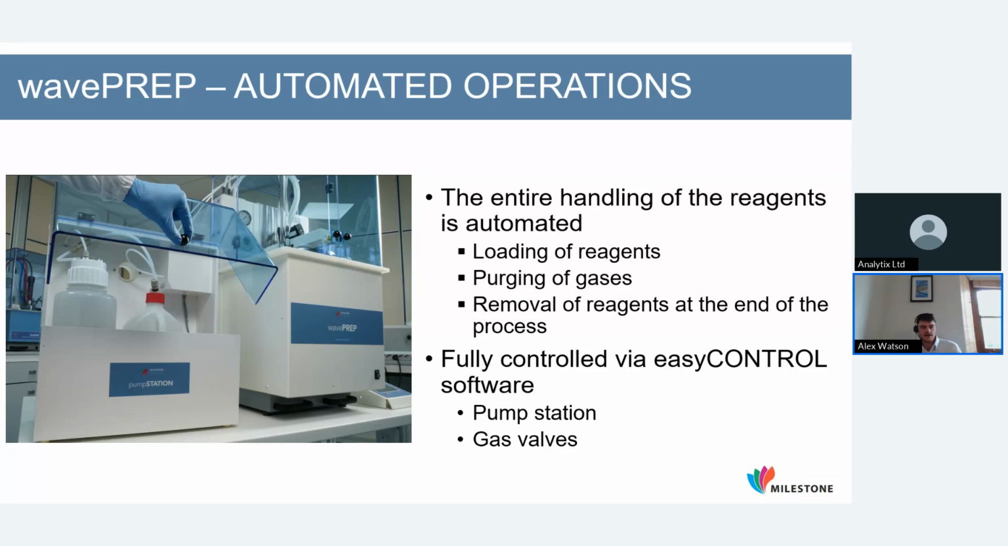So the entire handling of all the reagents and gases at the end of the run is handled by WavePrep. We have what we call the pump station, a separate unit that sits alongside WavePrep that handles all of the reagent dosing. We'll have a supply bottle here, and we'll also have a waste bottle. At the start of the run, the system will automatically load from the supply bottle into the reactor. At the end of the run, it draws this out into the waste bottle.